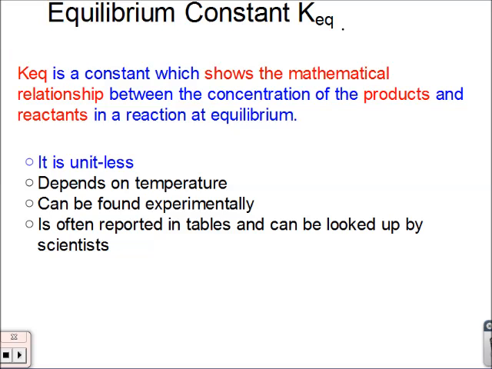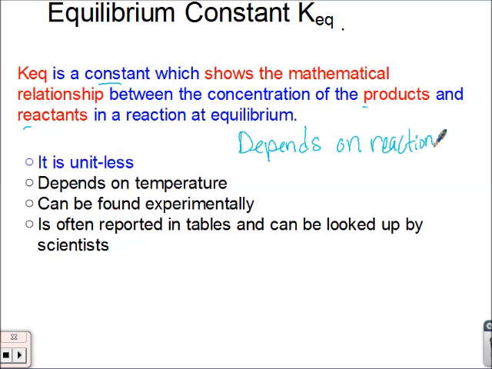This way is called the equilibrium constant, or KEQ. It's a constant that shows a mathematical relationship between the concentration of products to the concentration of reactants. And I can't write out a cute expression for this because the expression will depend on the actual reaction. And I'll show you how that works in a minute.